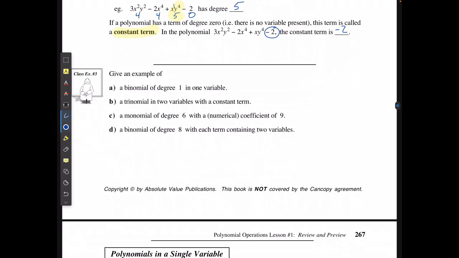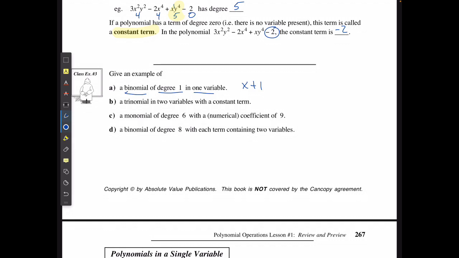For example 3, if I have a binomial, which means I have two terms, it has a degree of 1, and it has one variable, well, there's infinite possibilities that you could come up with here. I could use something like x plus 1, where I need to have at least one variable. I'm not going to state that it's x to the power of 1, but it can be. And I need to have at least one plus in there, or minus, in order to create two separate terms.